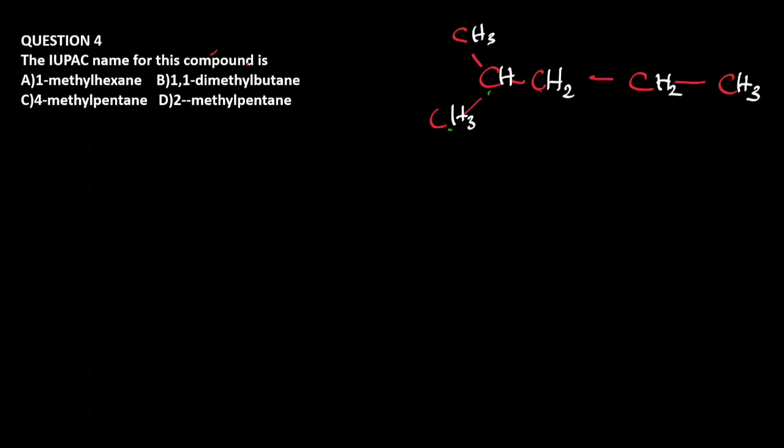Now let's look for the longest chain. 1, 2, 3, 4, 5. Sorry, not 6, 5. Even without knowing the correct answer, I know that my answer will be between this and this. So this is 1, 2, 3, 4, 5. We can either give this 4 or we can give this 2. We'll start from this part, since this will give the least number to the substituent.